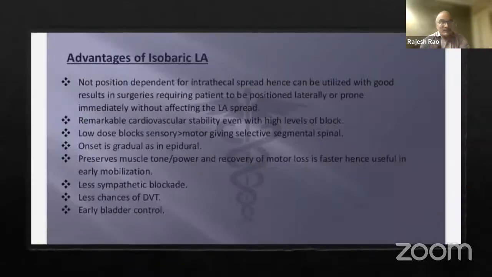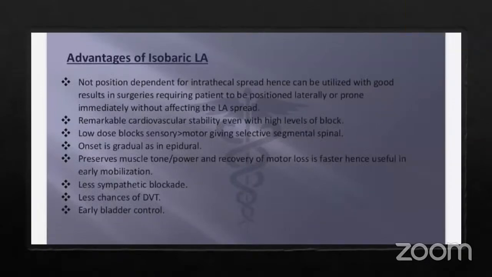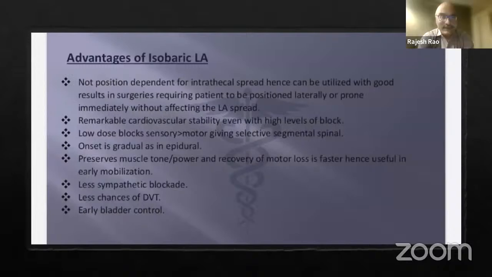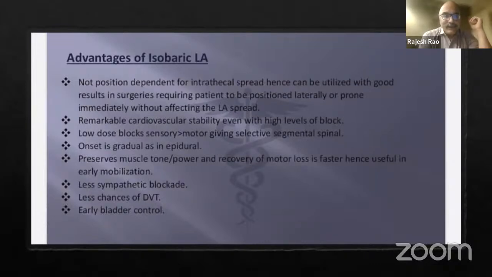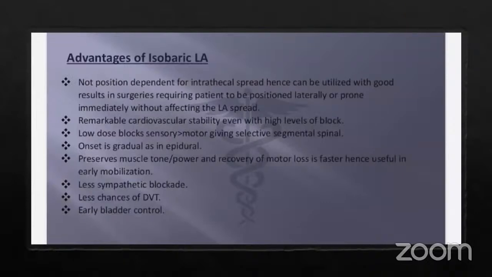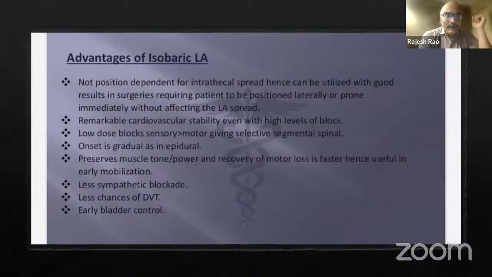What are the advantages of isobaric local anesthetic? It is not position dependent for intrathecal spread and visualized with good results. It suits surgeries requiring the patient to be positioned laterally, without affecting the local anesthetic spread. There's remarkable cardiovascular stability, even with high levels of block. Low dose block is sensory more than motor, giving selective segmental spinal. Onset is gradual as in epidural. It preserves the muscle tone and power, and recovery of the muscle tone is faster, hence useful in early mobilization. There is less sympathetic blockade, less chance of DVT, and early bladder control.